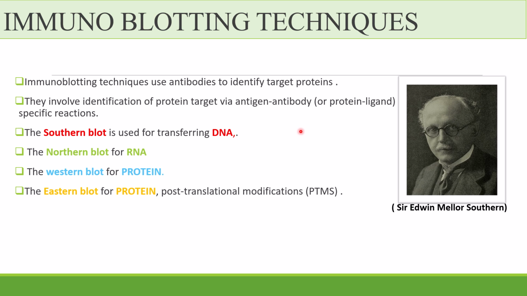As we have already discussed, Southern blotting is transferring DNA. Northern blotting is associated with RNA. Western blotting is associated with protein, and Eastern blotting is associated again with protein, but specifically with PTMs, that is post-translational modifications.